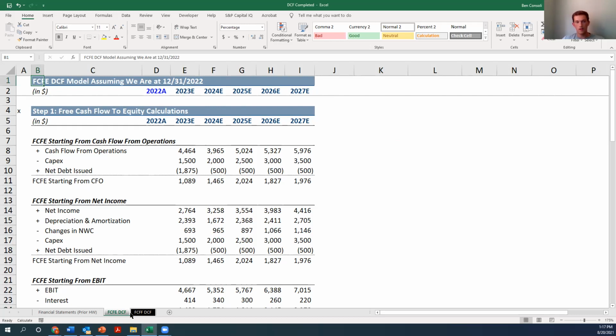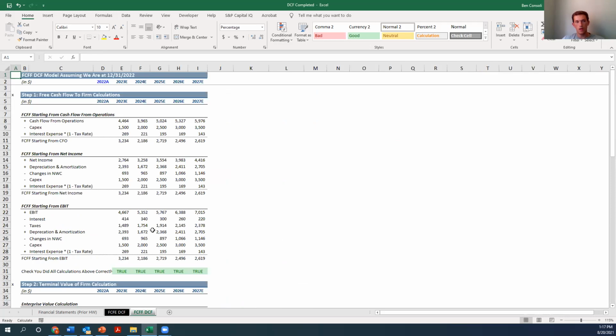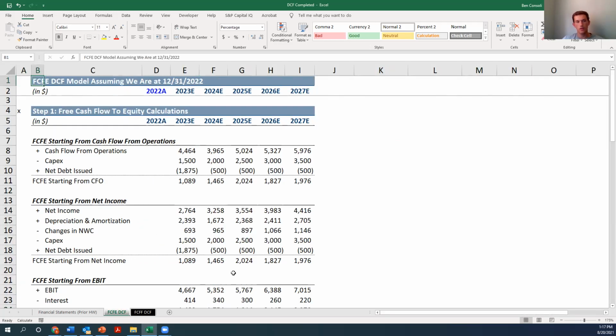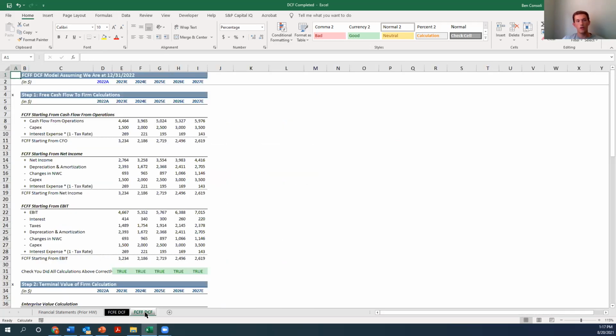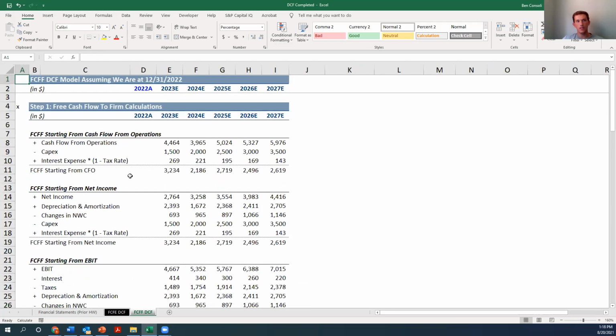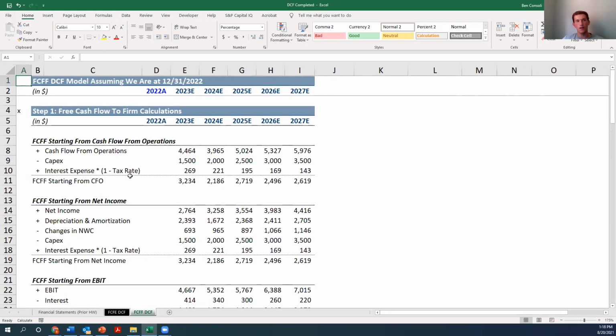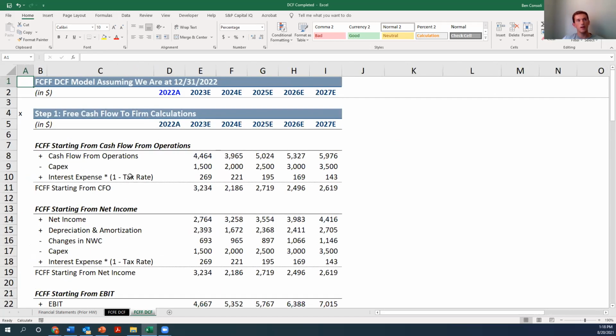With that, we covered free cash flow to equity and using a DCF to get back to the equity value per share. Now we'll turn to the free cash flow to the firm and back into how to arrive at the free cash flow to equity, or the purchase price per share. So now we're starting at the free cash flow to the firm. Again, we'll start with the same step one, which is to calculate the free cash flow to the firm from cash flow from operations, net income, and EBIT.